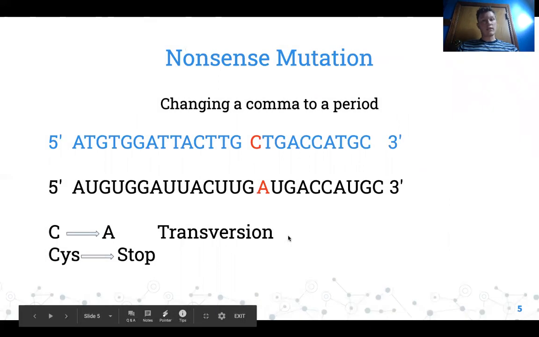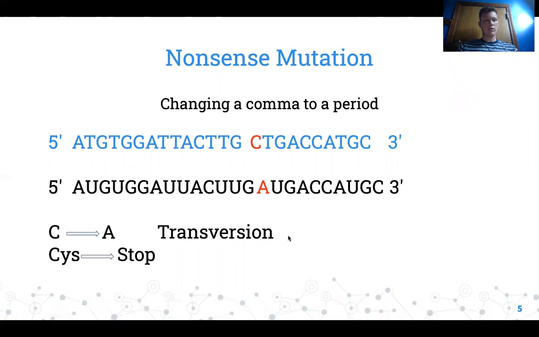So next we have a nonsense mutation, which is basically where you go from an amino acid to a stop codon. And so it's like changing a comma to a period in a sentence. That's how you can think of it. So we're going from a C to an A. So instead of TGC, we would have had TGA, and then you get UGA, which codes for a stop.